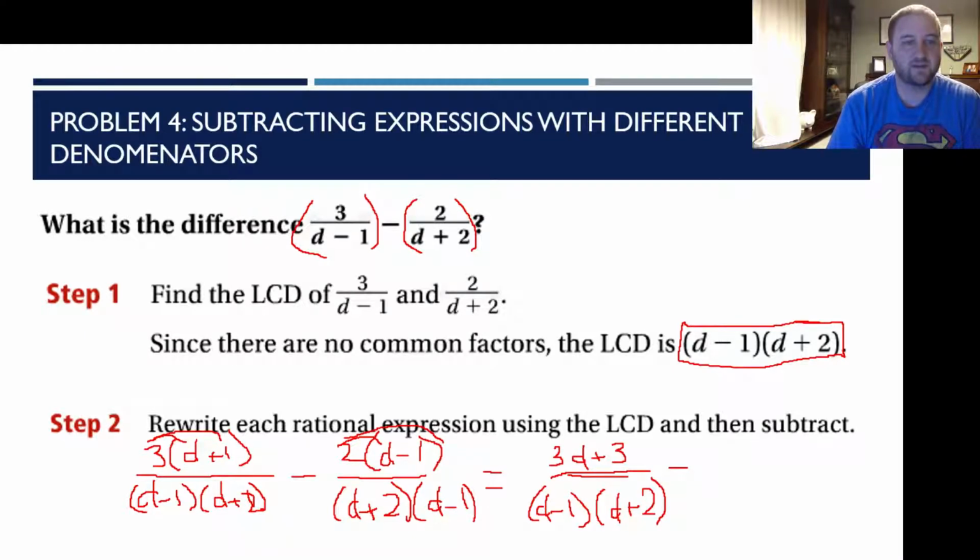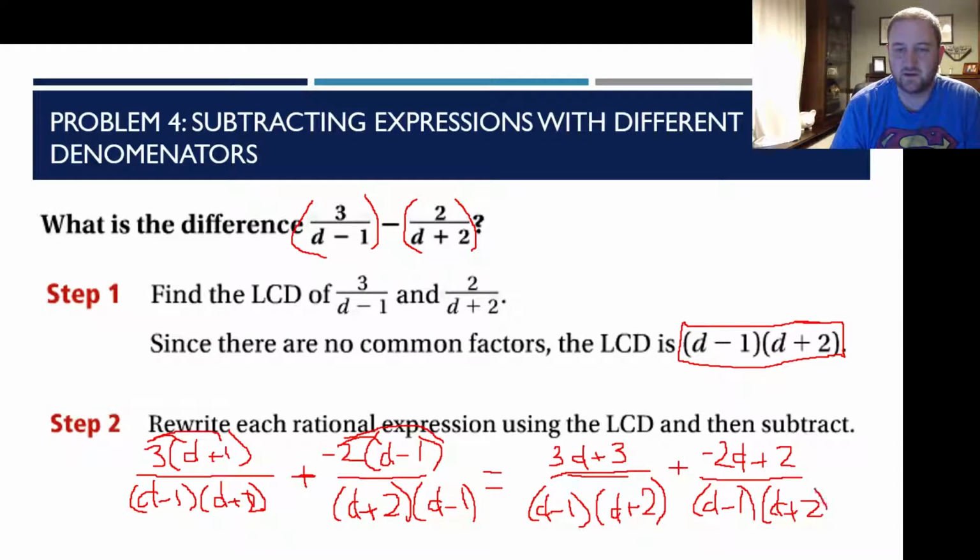Okay, so one thing that's important to understand here, since it's minus, this is the same as plus a negative 2, right? So it's going to be negative 2 times d is, we're going to change this to plus, it's going to be negative 2d, and then negative 2 times negative 1 is going to be a positive 2 over d minus 1 times d plus 2. All right, now, since we changed this to addition then, we're just adding 3d plus negative 2d. I'm going to put this up here because I'm running out of room. That's going to be d, and then 3 plus 2 is d plus 5.